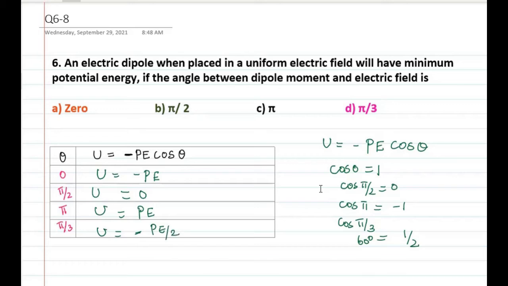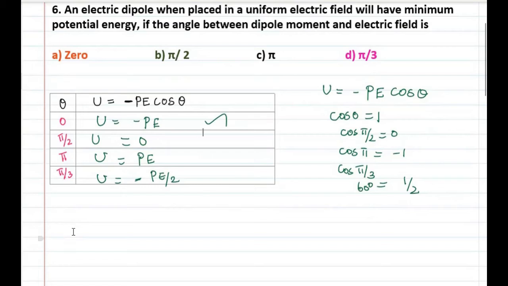Okay, now compare all the values. We want to find out which is minimum. For cos 0, U is equal to -PE. So this has the minimum value when compared to all other values. So the option will be A. A is the answer.